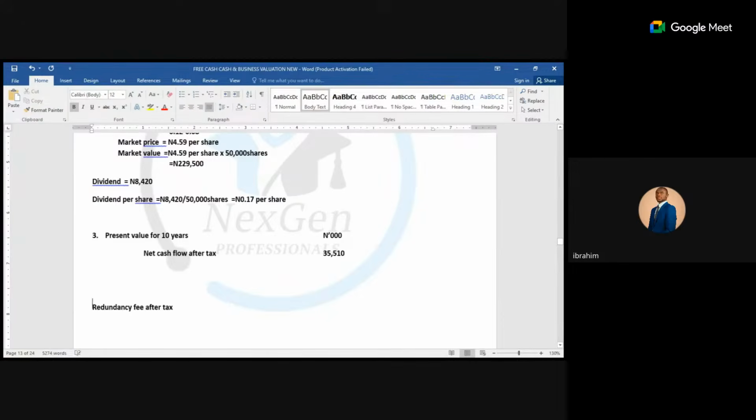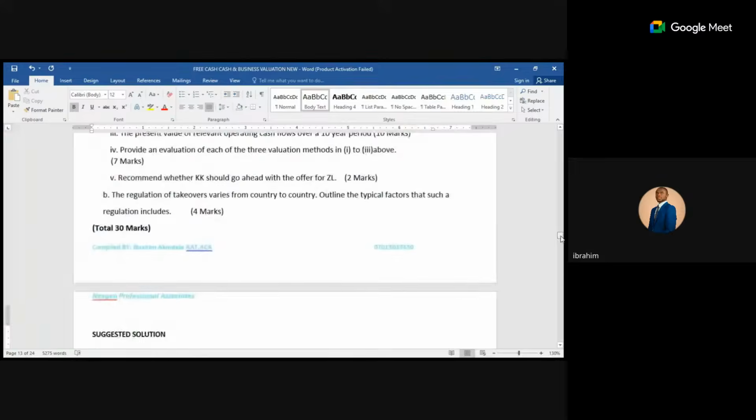Let me bring this down. So what is the redundancy fee after tax? 12 million. Please, it is at year 0, because you don't pay a redundancy fee from year 1 to 10. It is at year 0, it is one-off, and it is after tax. So we move to the next one.